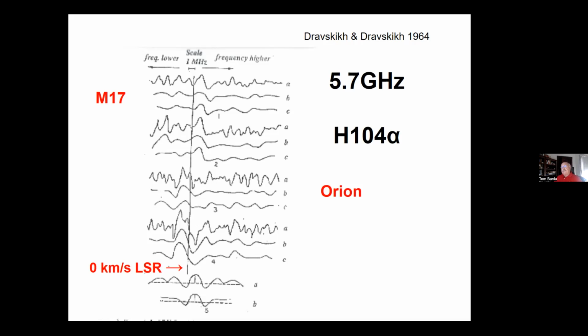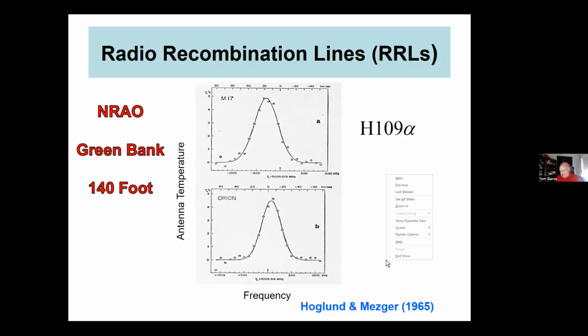It still is a hard experiment because the recombination lines come from an ionized plasma. And so there's a really strong continuum in your signal as well. So you're trying to find a weak recombination line atop a very strong continuum signal. And recombination lines are 100 times weaker or more than a 21 centimeter line. So people in 1964 looking at spectra like this were not impressed because they were used to very strong lines.